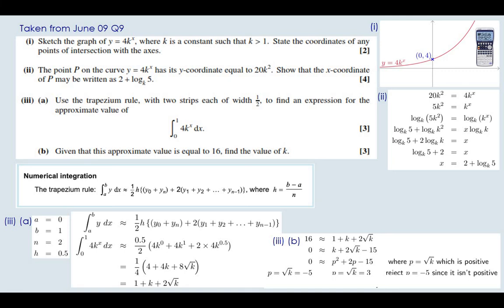For this one, we use our calculators to find out that p is -5 or 3, so that means root k is -5, which we're not allowing. So we'll have root k is equal to 3 instead. So that means our final answer should be k is equal to 9.